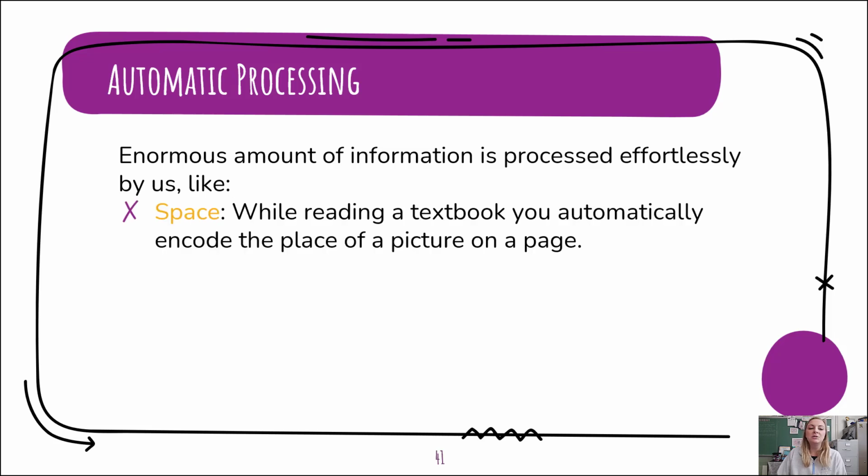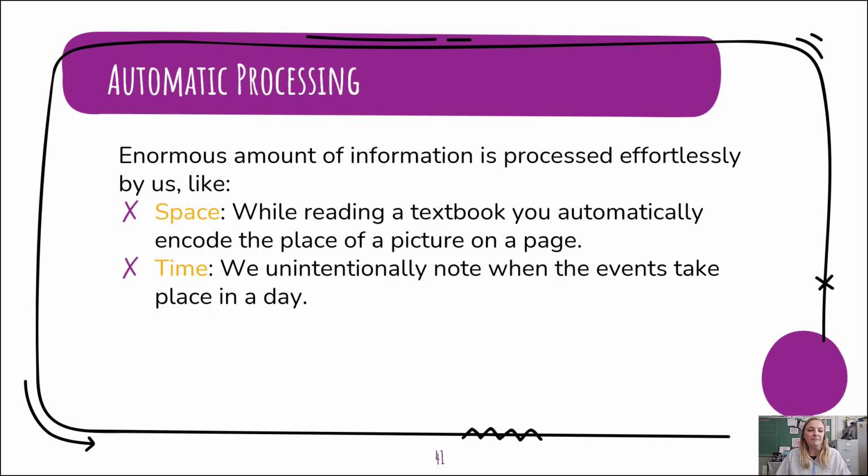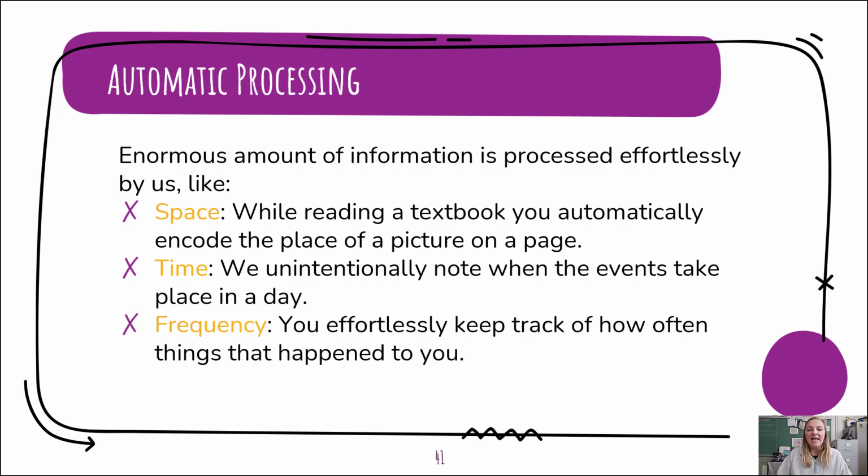For example, space. While reading a textbook, you automatically encode the picture on a page. Time. We unintentionally know when events take place during the day. And frequency. We effortlessly keep track of how often things happen to us. The main point here for automatic processing is that you don't have to rehearse this information to encode it like you do with effortful processing.